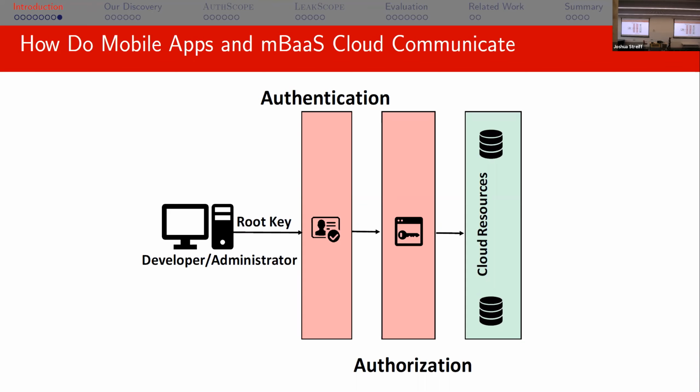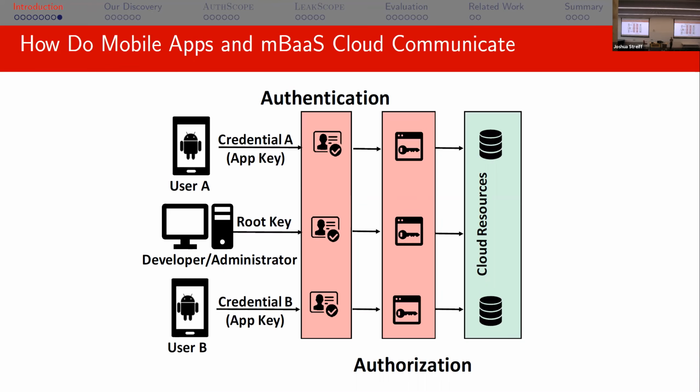So this is the big picture. You have the app key, you have the root key. Now we're saying, hey, my data gets leaked. What are those reasons? Can anybody guess? What are the reasons?